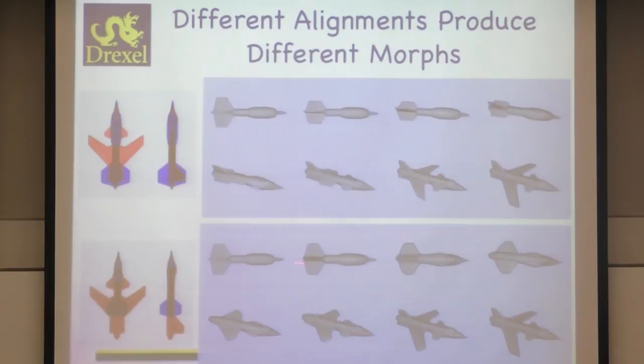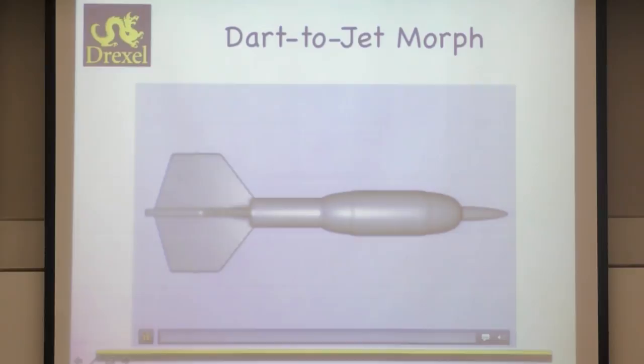So we had some minimal control. I'd probably speed this up. In this morph, we just put the two objects together and you literally just hit go.